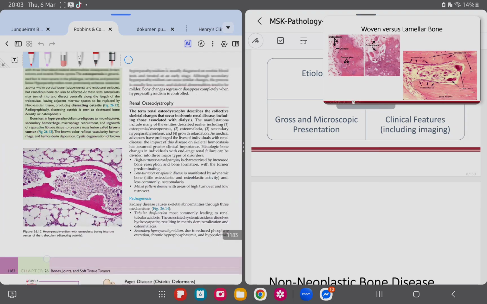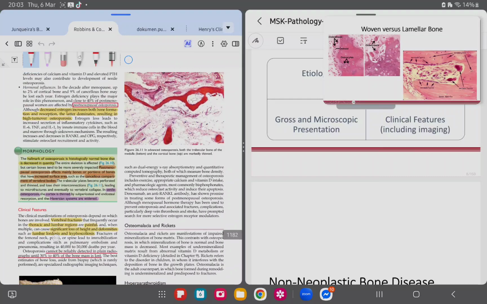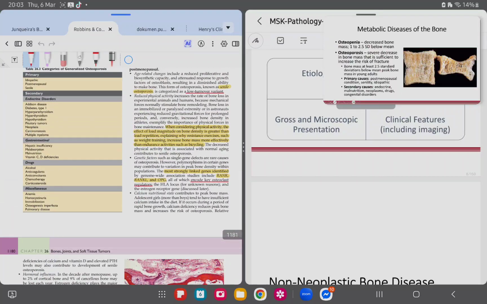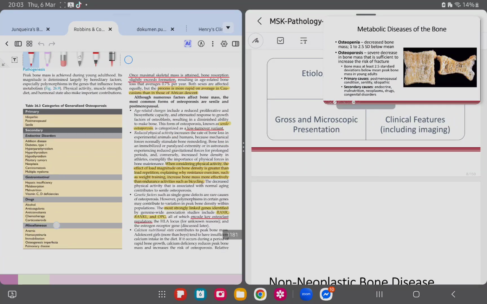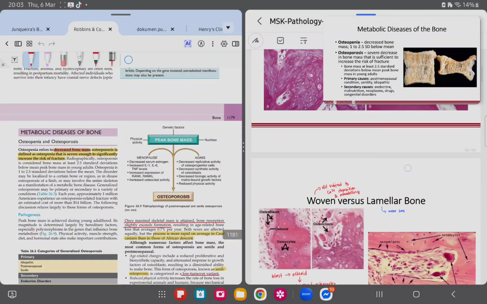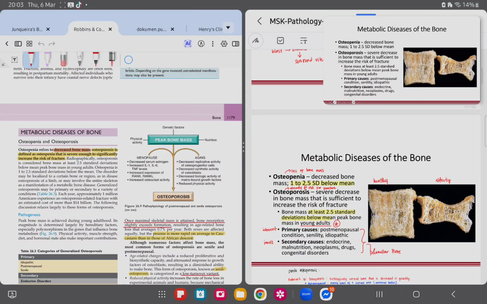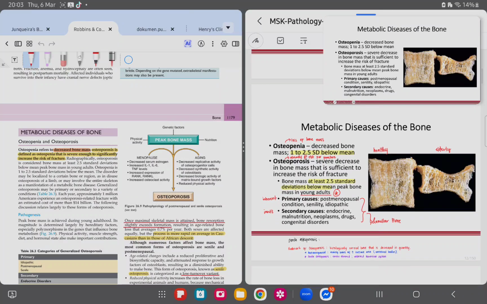You're already familiar with the metabolic diseases of the bone, and I'm sure that by now you have memorized the cutoff that distinguishes osteoporosis from osteopenia. Please do not forget about the primary causes and secondary causes of osteoporosis.